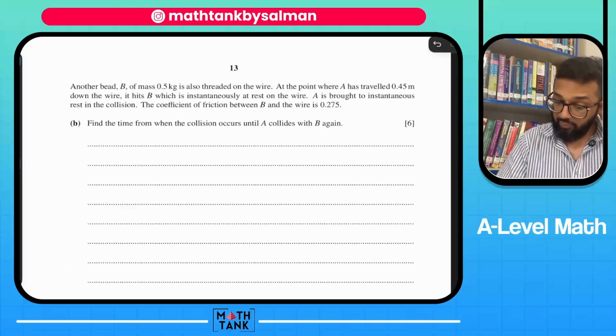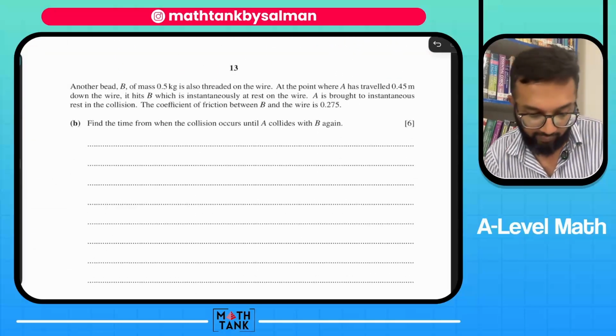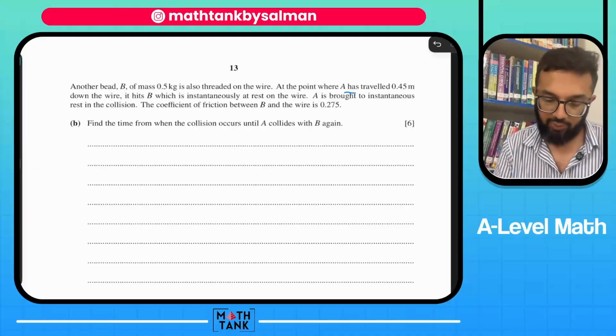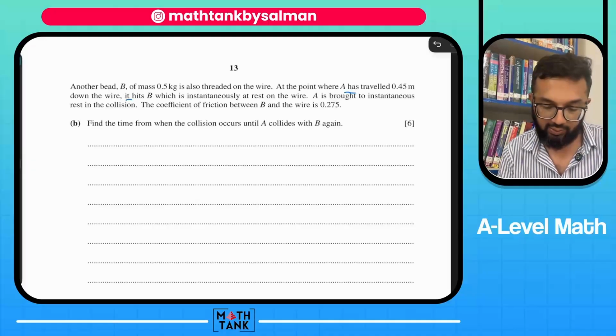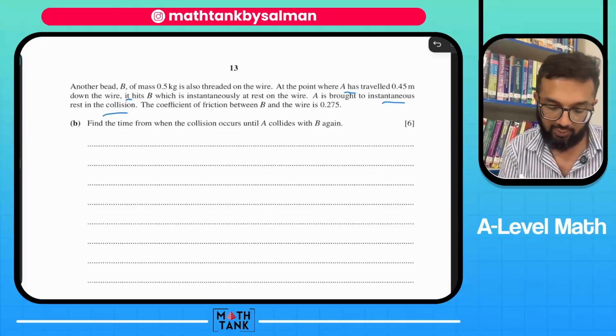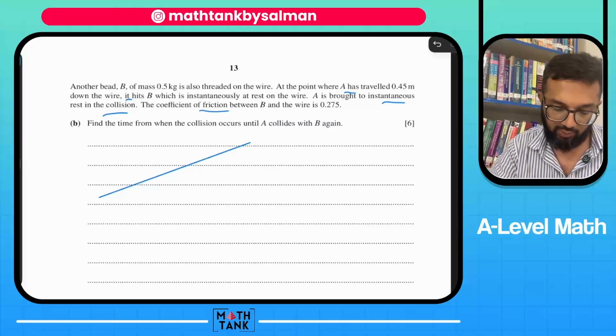Then another bead of mass 0.5 kgs is also threaded on the wire at the point where A has traveled 0.45 meters down the wire. It hits B, which is instantaneously at rest. A is brought to instantaneous rest in the collision. The coefficient of friction between A, B, and the wire is 0.75.